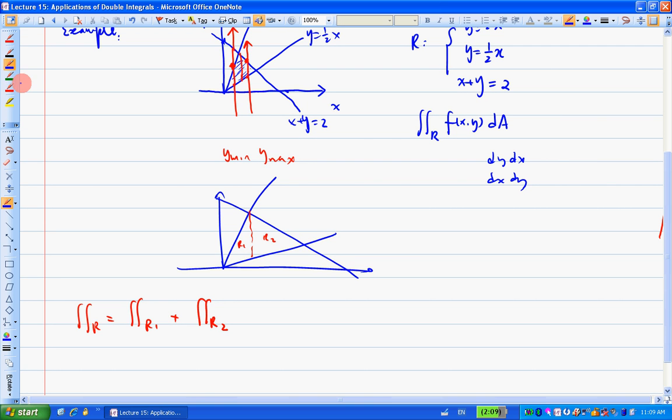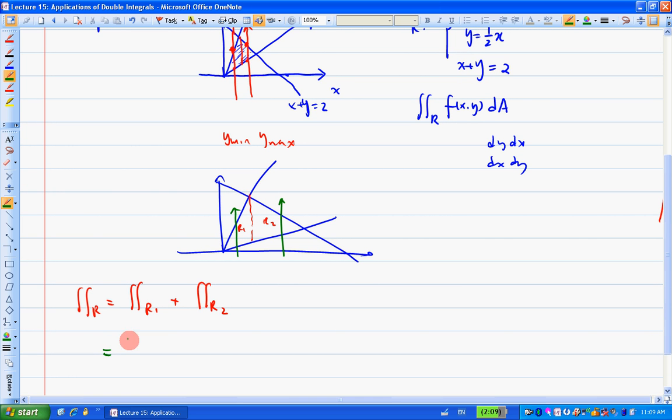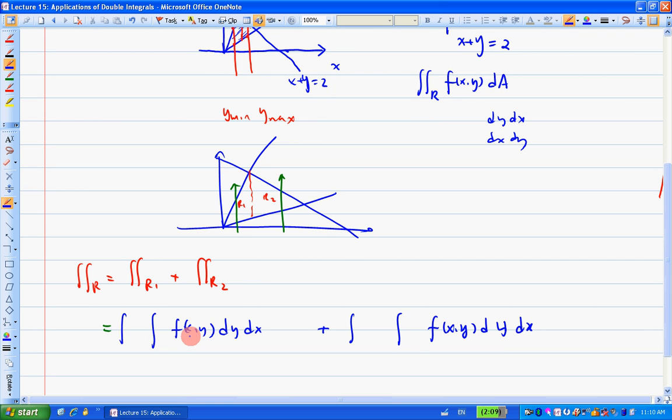Now, as usual, you draw two vertical lines. One through R1, one through R2. So for R1, you have f(x, y) dy dx. That's the order that we wanted to do. And for R2, same thing. Okay, so first step, find the limits for the y variable.